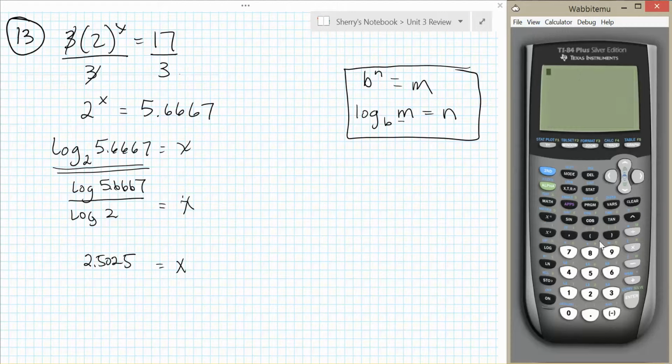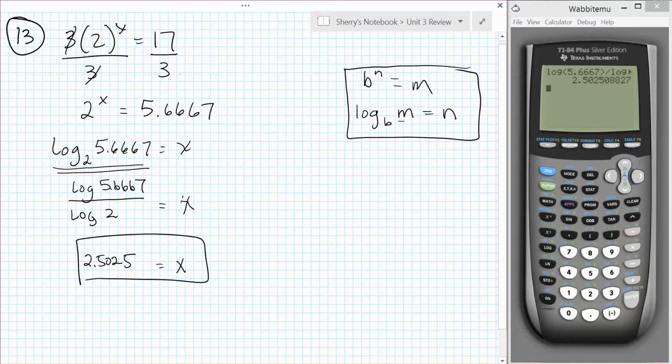So we're just going to type log of 5.6667. Make sure you close that parentheses before you do anything else, and then we want to divide that by the log of 2, and go ahead and close that parentheses. When we hit enter, notice we get exactly the same solution. So if you have a button and you can enter this complete with the other base, go for it. But if you can't, then just take the log of the number and then divide it by the log of the base in order to get your final solution for your problem.